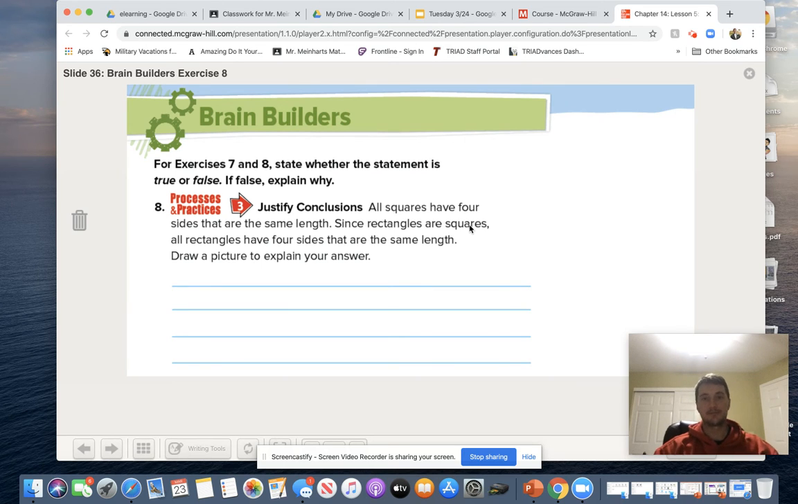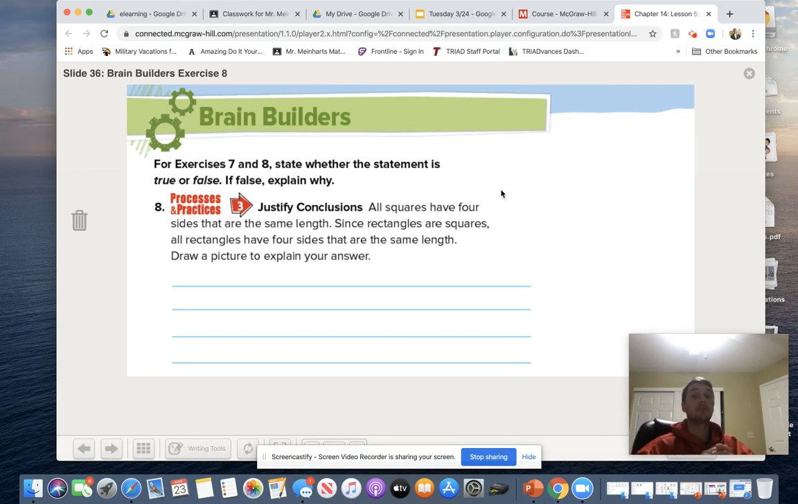Number 8. Justified conclusions. All squares have 4 sides that are the same length. Since rectangles are squares, all rectangles have 4 sides that are the same length. Draw a picture to explain your answer. Is it false? Is it true? Use your resources. Tell me why.